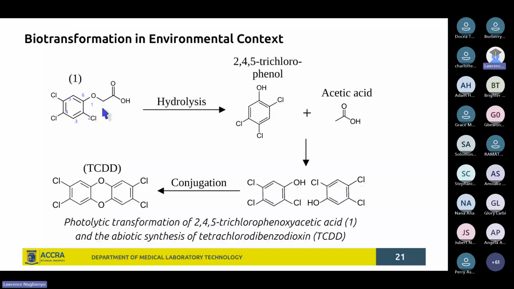And here you see transformation is occurring, not in a biological system, so we can't even refer to it as a biotransformation per se. We can only say it's transformation, because if we say biotransformation, it's more like it's occurring inside a biological system, but it's occurring in the environment. That hydrolysis is occurring, and then you also have conjugation, because when you have the two molecules now binding together, you now have the TCDD. All right.